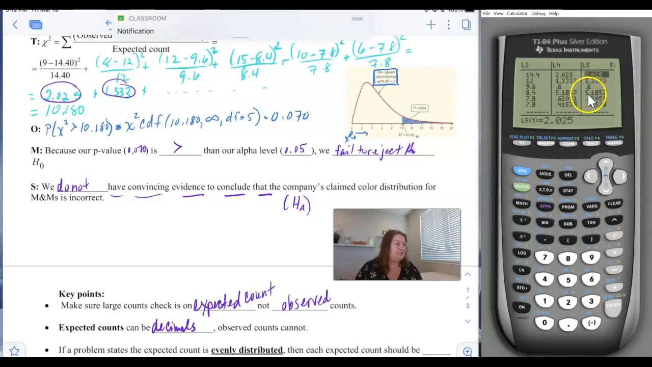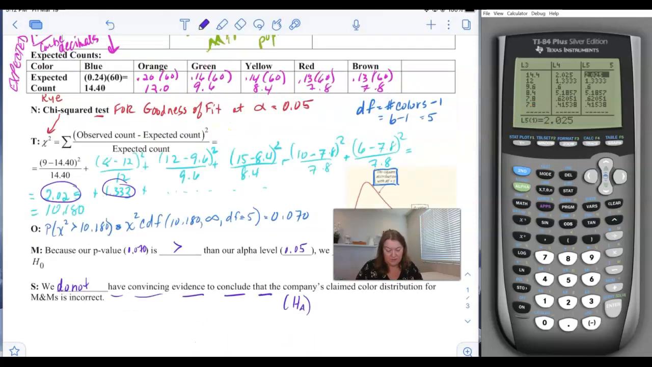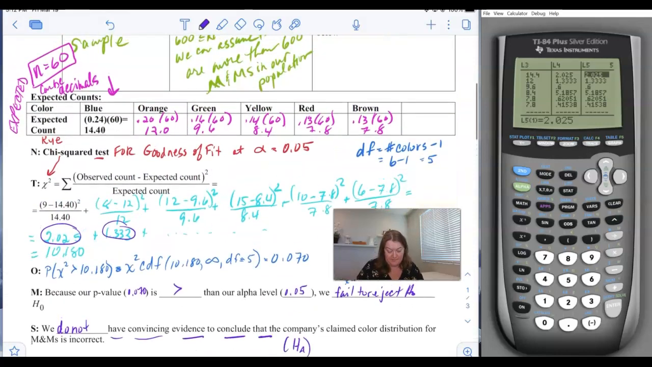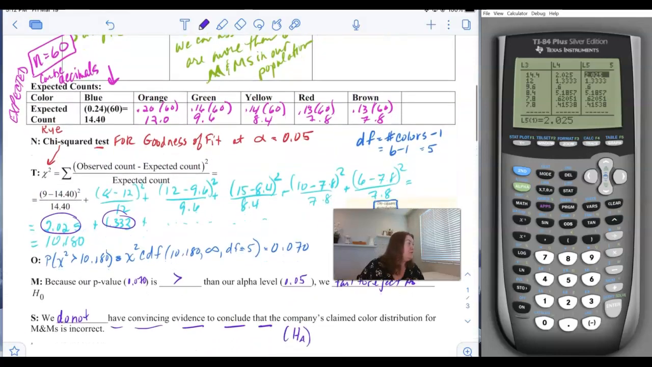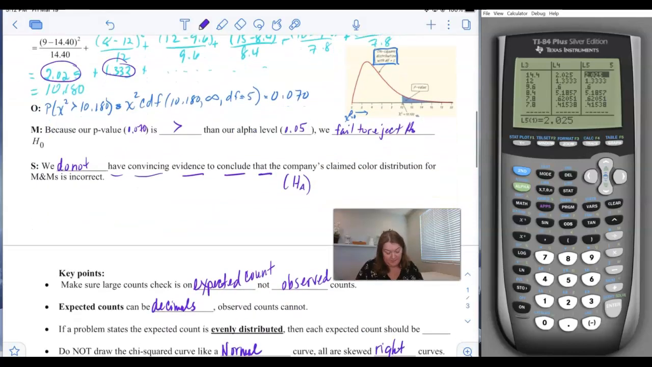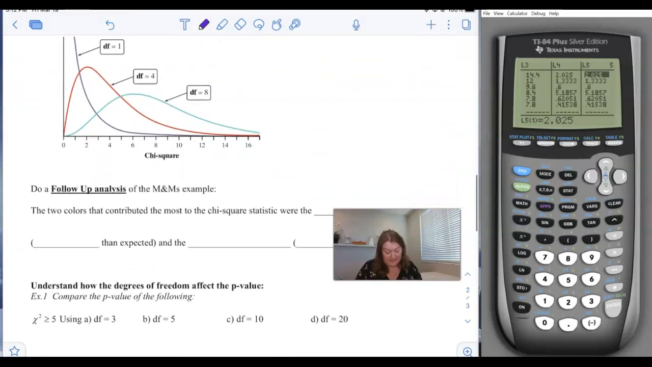It was this 5. It was the 4th one over. So the 4th one over, 1, 2, 3, 4. Yellow was the biggest contribution, it looks like. Double check. 1, 2, 3, 4. Yellow, and then the first one. So yellow was by far the most. That was the one that went from 15 to 4, right? So we can say that they were yellow and red.